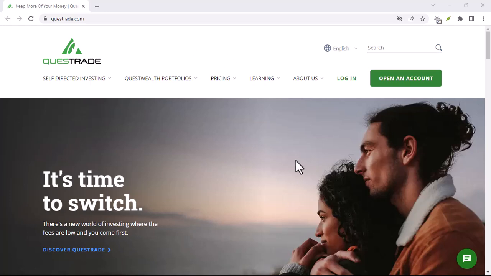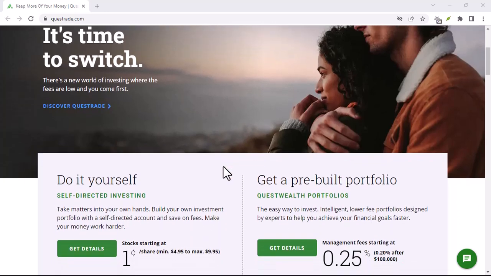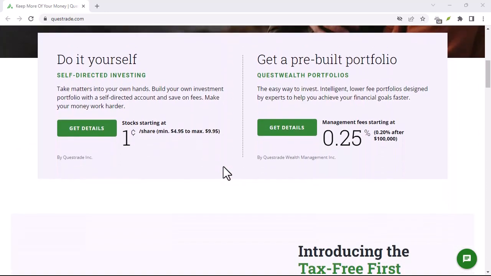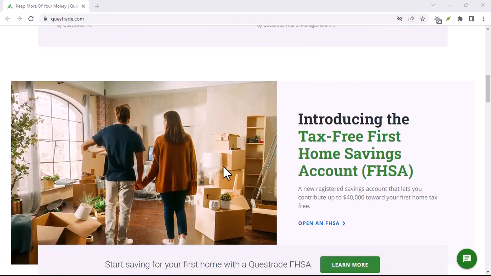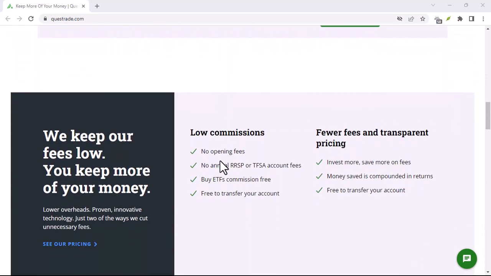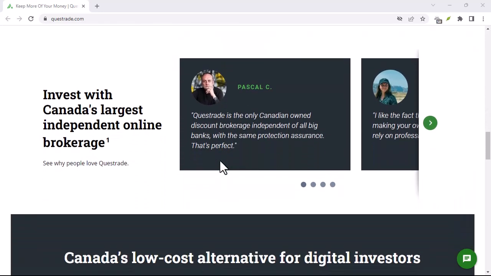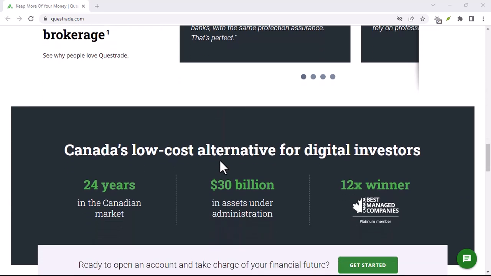And while the question of transfer fees might seem trivial, it's a testament to the importance of paying attention to the details. By understanding these nuances, you can navigate the complexities of your Questrade accounts with confidence, knowing that you're minimizing costs and maximizing your investment potential. Remember, every dollar saved is a dollar earned.